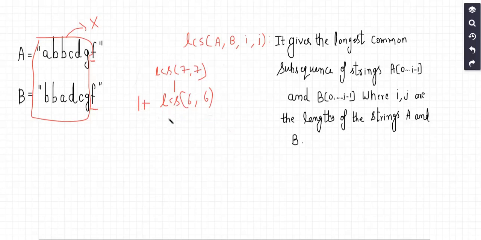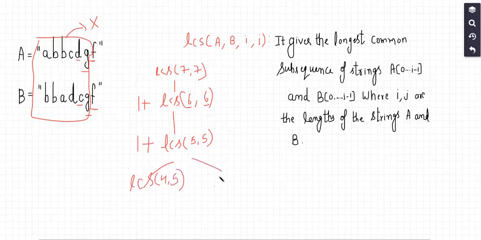Then I match the 6th character of A with the 6th character of B, so they are matching. G is matching with G. Again I repeat the procedure. LCS will be called for the first 5 characters of A and the first 5 characters of B. Now this character D is not matching with the character C, so I will call the LCS function over, okay, I forgot to add 1 here, the first 4 characters of string A and 5 characters of string B, and the LCS function for the first 5 characters of string A and the first 4 characters of string B.